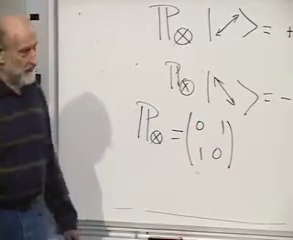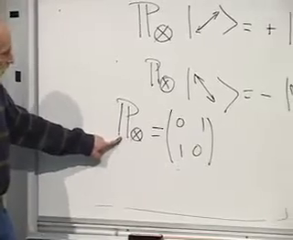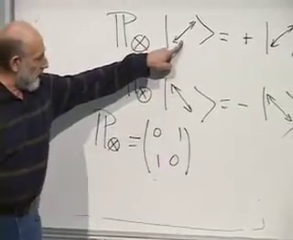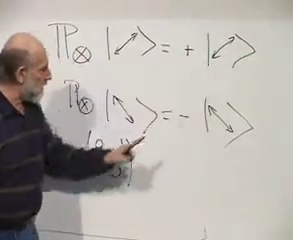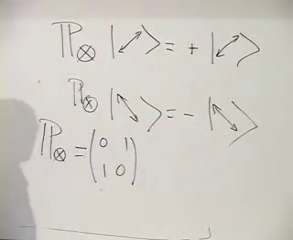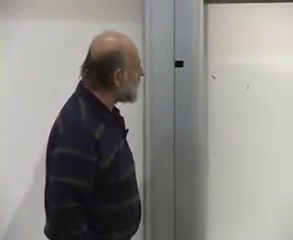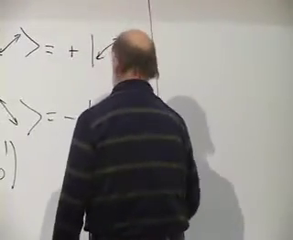Let's check it. Let's check that this polarization observable multiplies this vector to give back the same vector and multiplies this one to give minus it. All right, let's go to another blackboard. Let's see. Where shall we do this? I guess just over here.